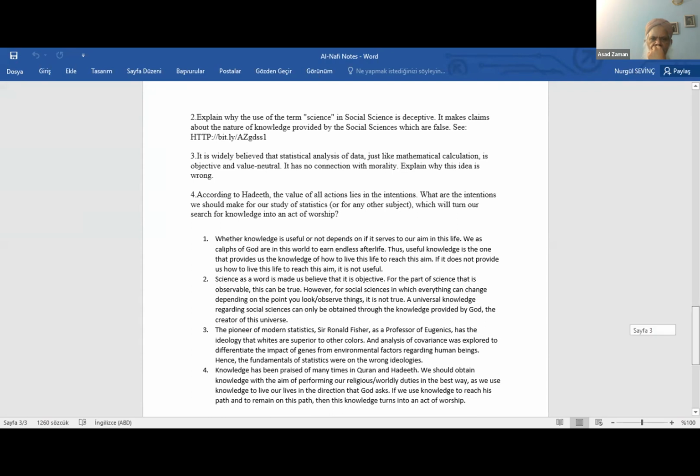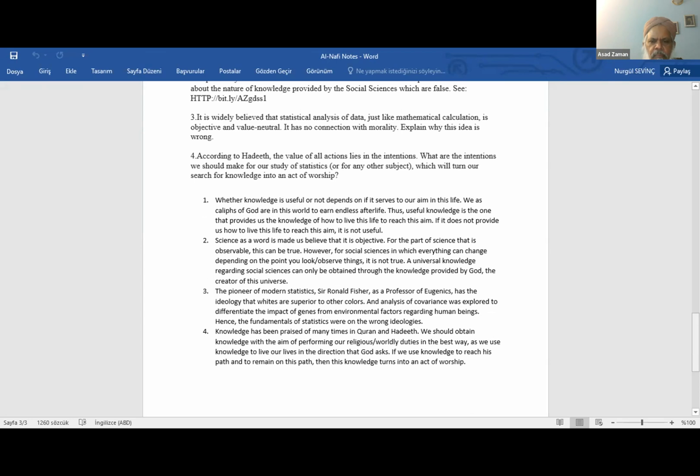And the last question. According to Hadith, the value of all actions lies in the intentions. What are the intentions we should make for our study of statistics or for other subjects, which will turn our search for knowledge into an act of worship? Knowledge has been praised many times in the Quran and Hadith. We should obtain knowledge with the aim of performing our religious or worldly duties in the best way, as we use knowledge to live our lives in the direction that God asks from us. If we use knowledge to reach this path and to remain on this path, then this knowledge turns into an act of worship.